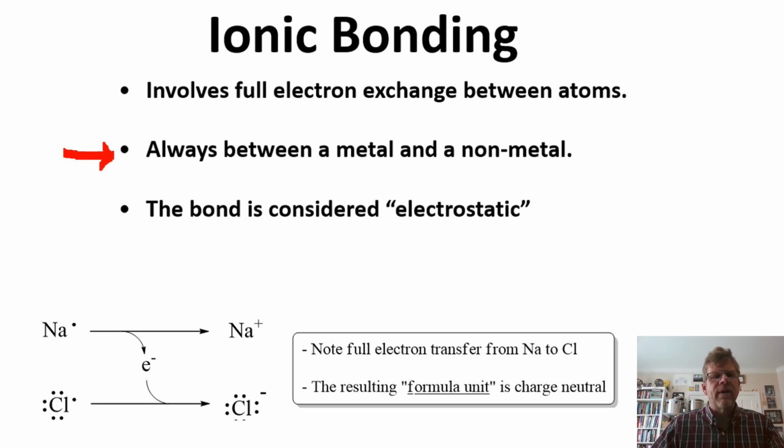Now, as stated before, it involves a full electron transfer exchange between atoms. Full, and it is also considered electrostatic, electro for electron, static for non-moving. That electron has gone from sodium over to chlorine, never to return. It is static. So therefore, what we have is that full electron transfer. That's going to gain some importance, that full electron transfer, when we compare it with other types of chemical bonding that don't have a full electron transfer. So we'll be able to compare and contrast ionic bonding with different chemical bonding to come.